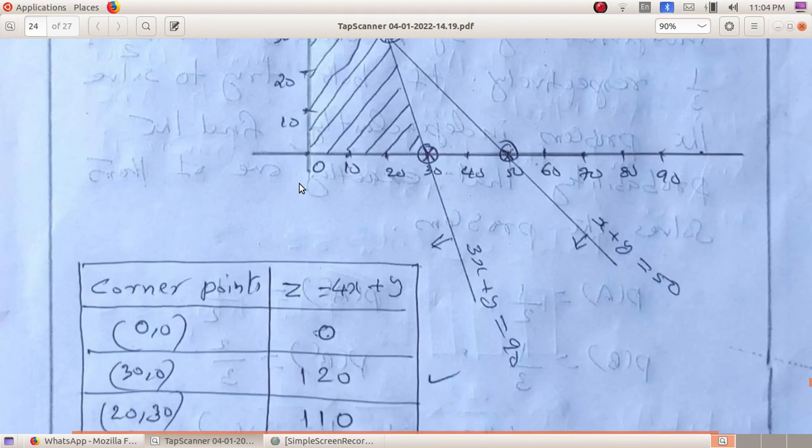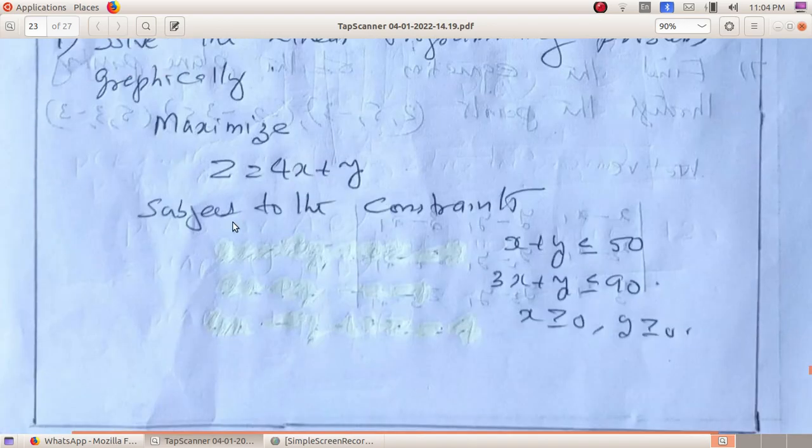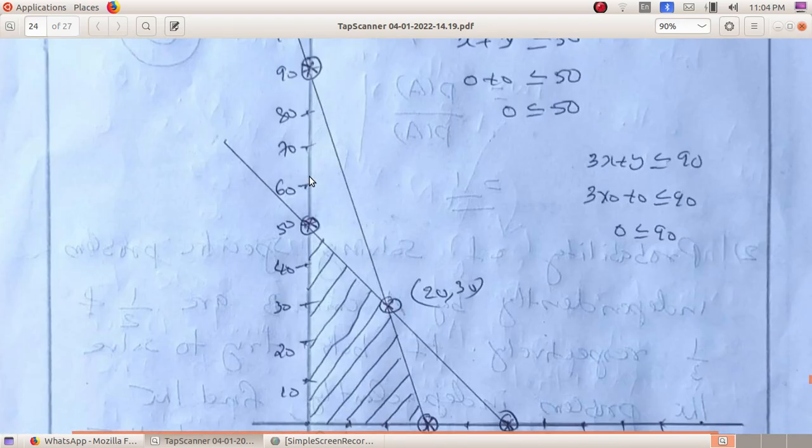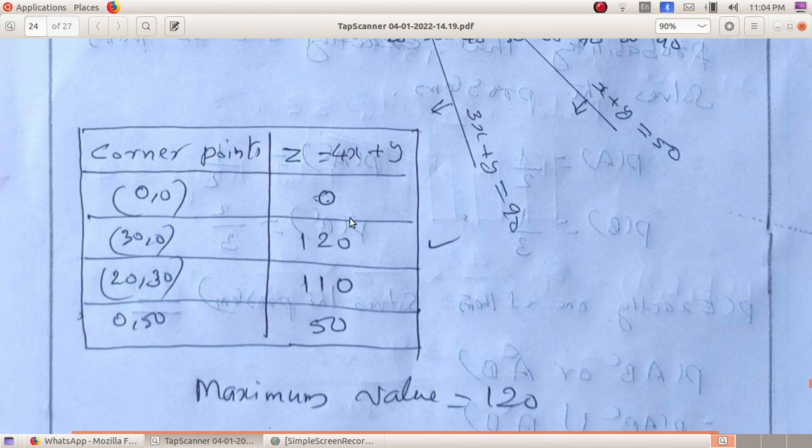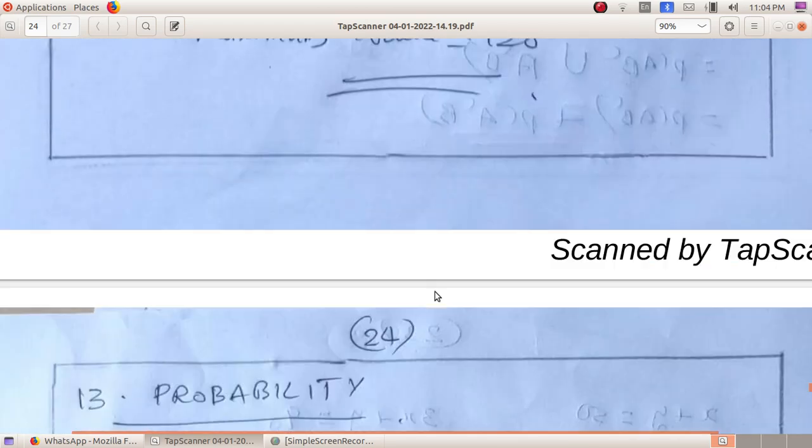Then maximize z equal to 4x plus y. When x equal to 0, y equal to 0, z is 0. When x equal to 30, y equal to 0, 4 times 30 is 120. When x is equal to 20, y is equal to 30, 4 times 20 is 80, plus 30 is 110. Similarly, all columns may be filled. So which is the greatest number? 120. So the maximum value is equal to 120.